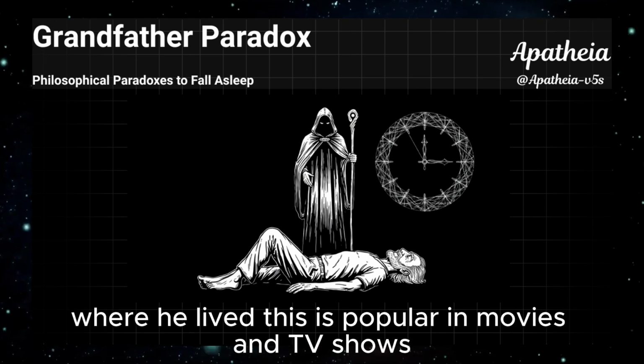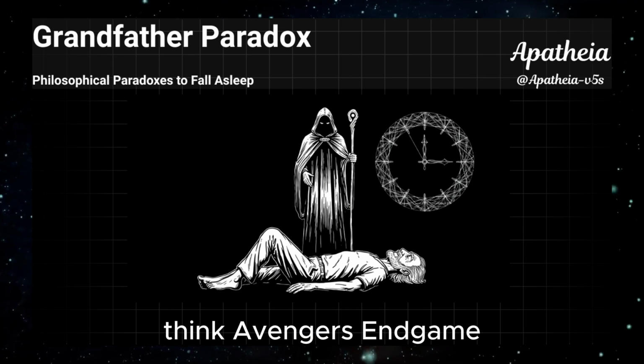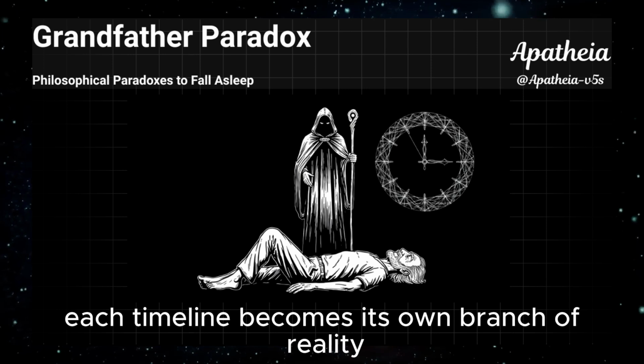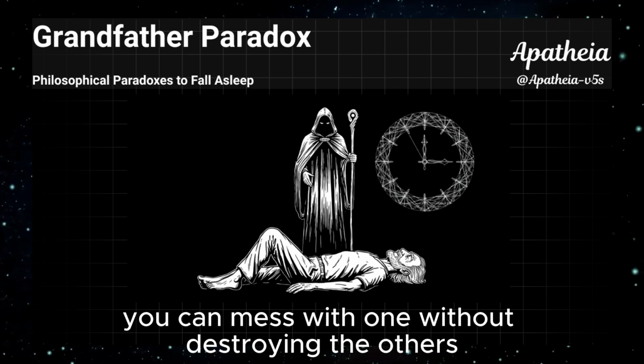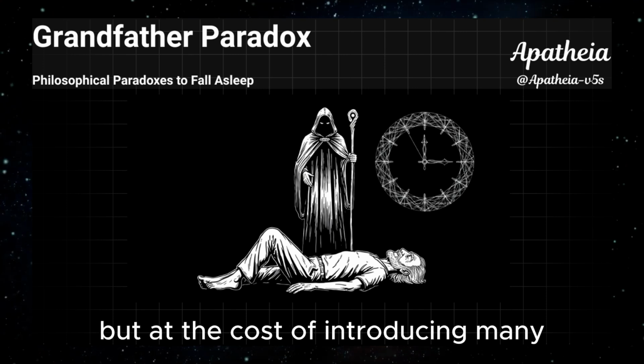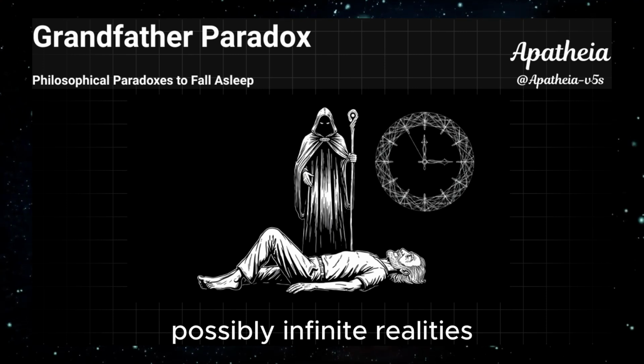This is popular in movies and TV shows. Think Avengers: Endgame, Back to the Future, or Rick and Morty. Each timeline becomes its own branch of reality. You can mess with one without destroying the others. This solves the paradox, but at the cost of introducing many, possibly infinite, realities.